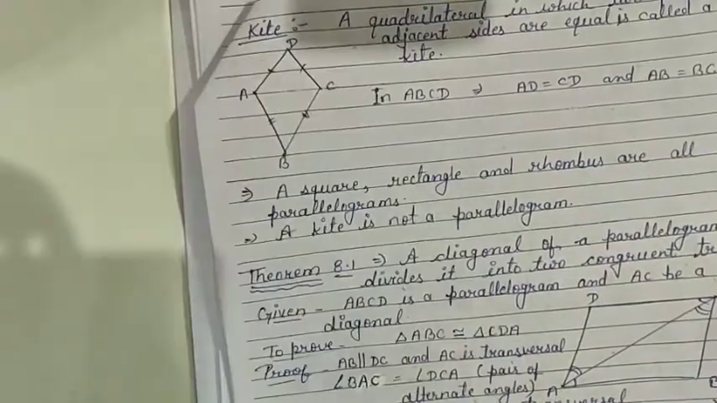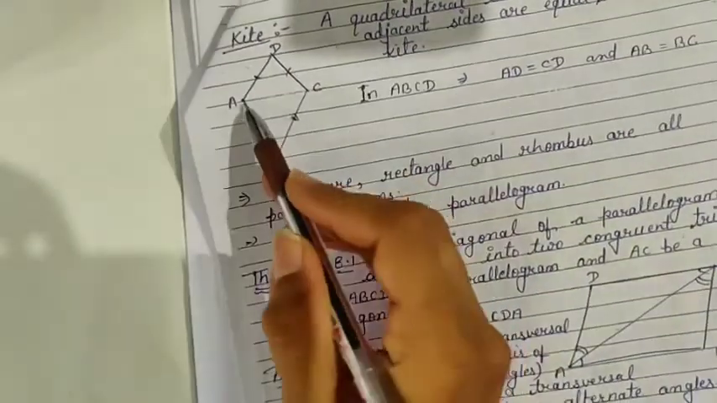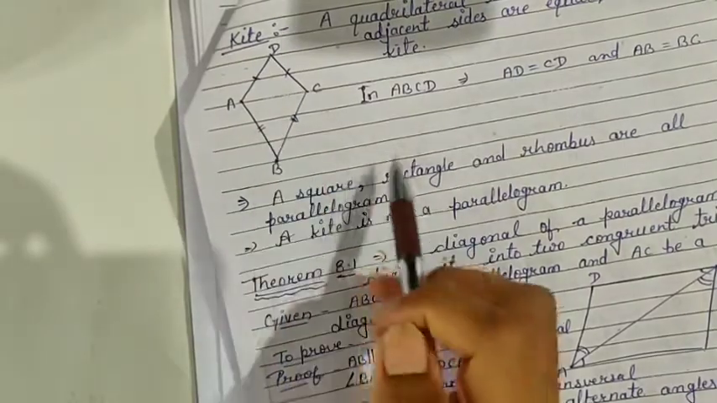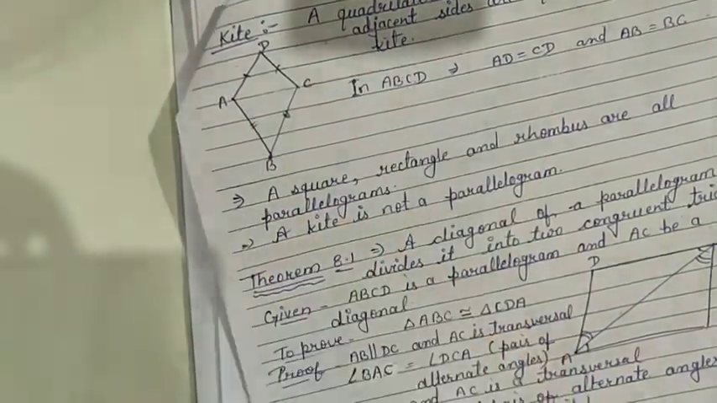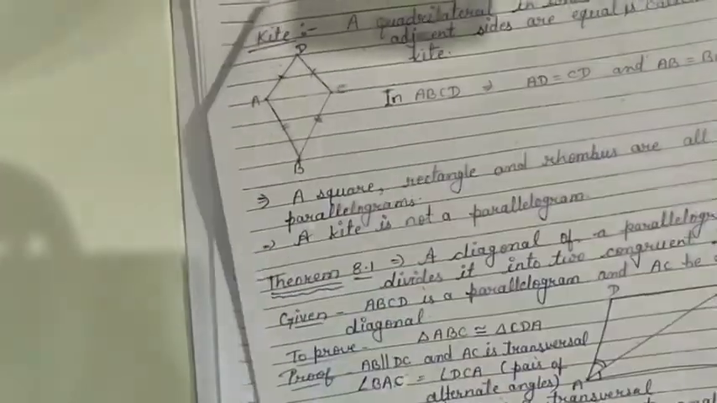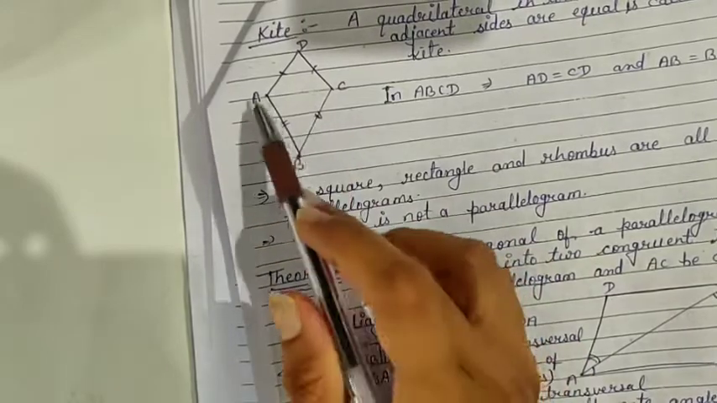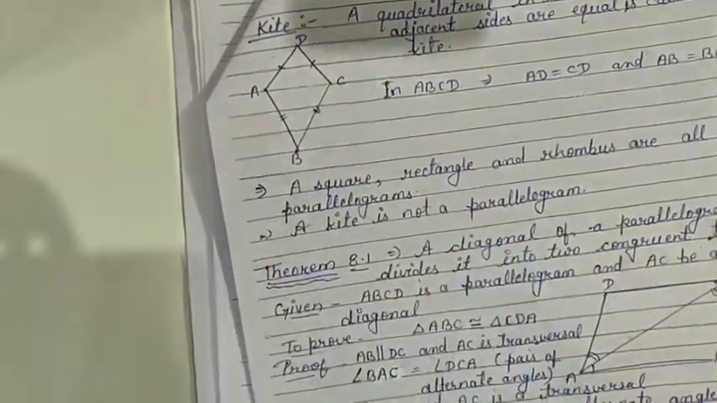This is a diagram of a kite. A, B, C, D. AB and BC are adjacent sides and they are equal in length. And next, AD and DC are adjacent sides and they are equal in length. Then it is called a kite. In ABCD, AD equals CD and AB equals BC.